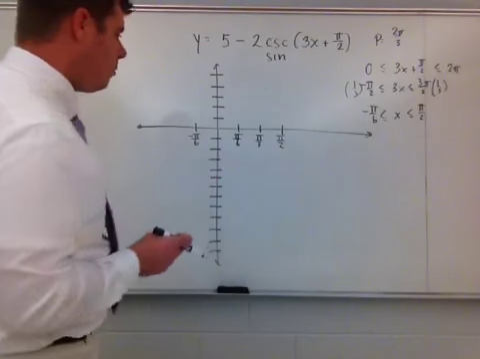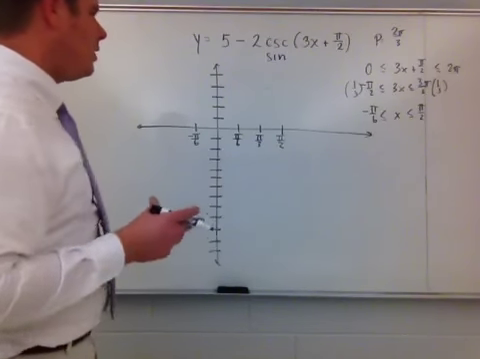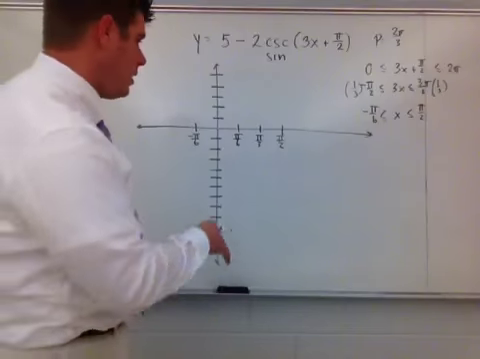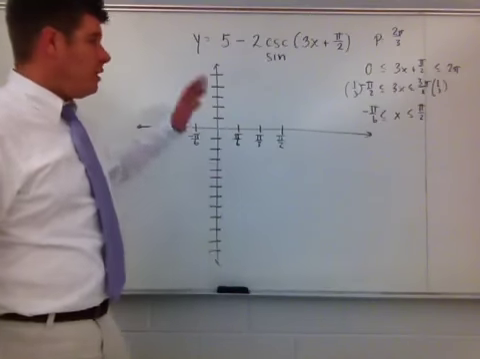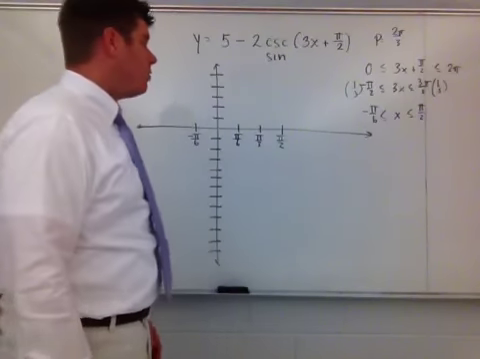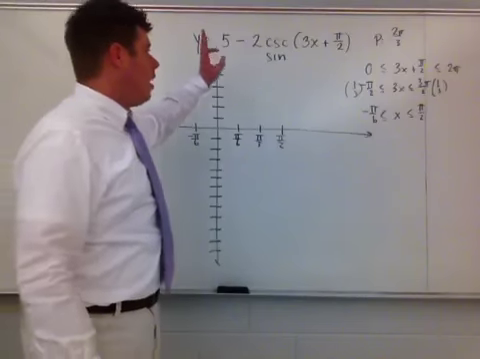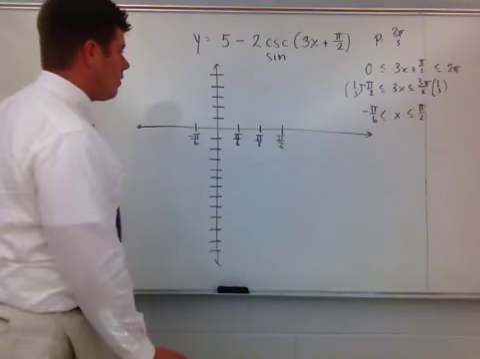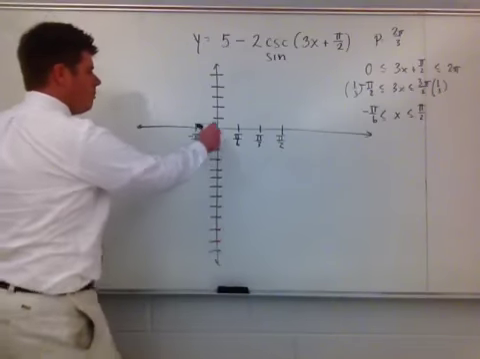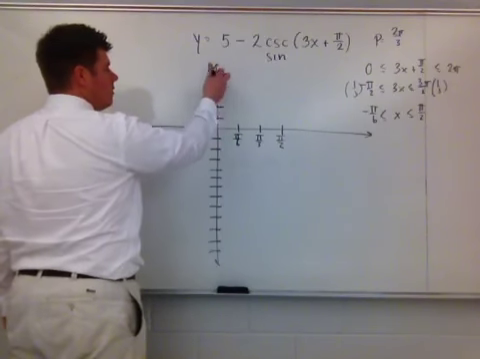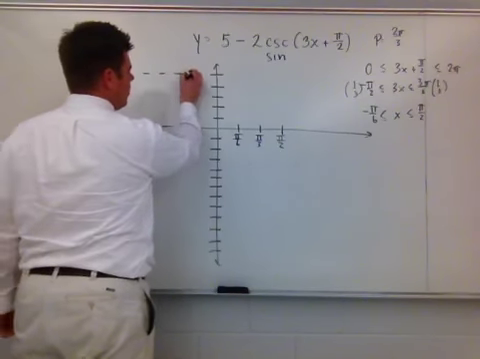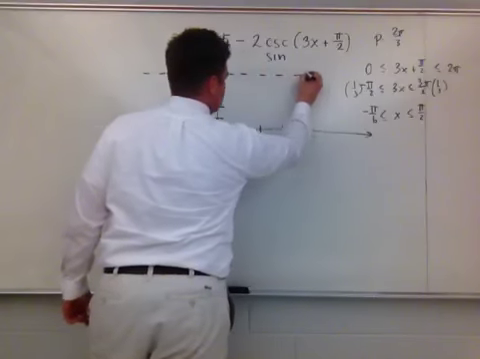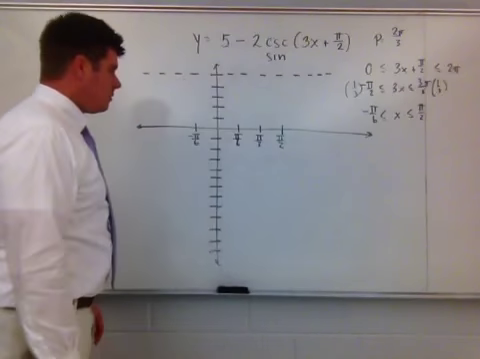So now that I have one period plotted, I now need to deal with looking at everything else. I now have my graph labeled. I don't need to worry about that stuff anymore. What I do need to worry about now is the 5 and the negative 2. So the 5 tells me my vertical shift. So I need to go up 1, 2, 3, 4, 5. So now my new axis is at 5. Okay, so there's my new axis.